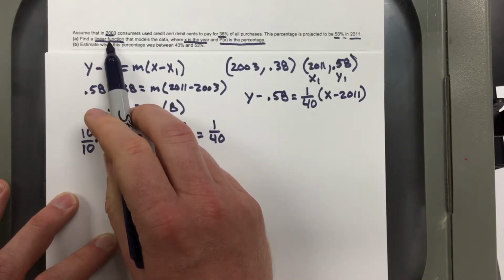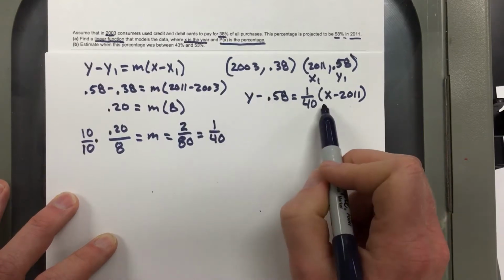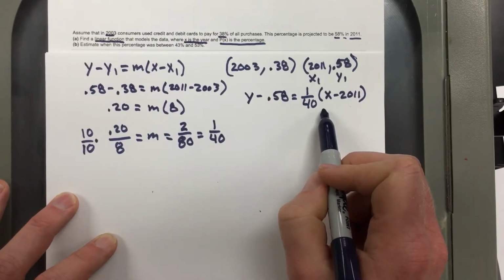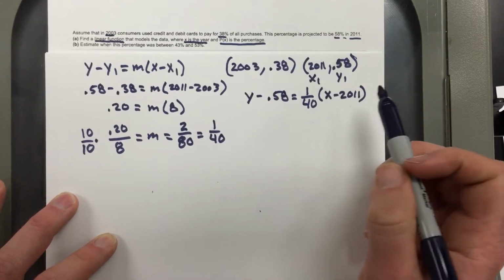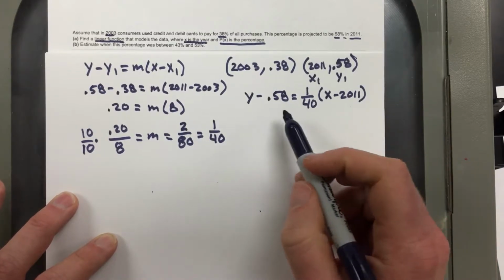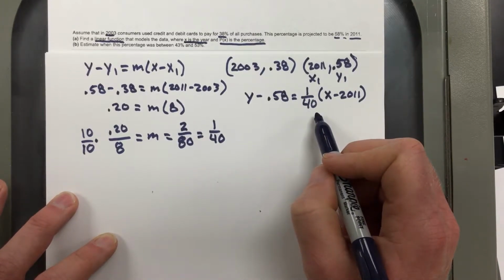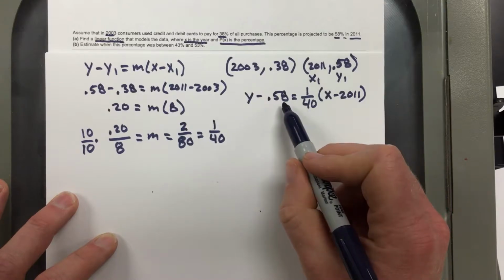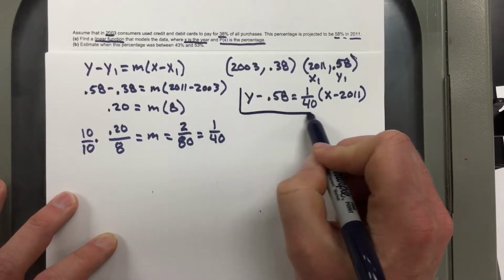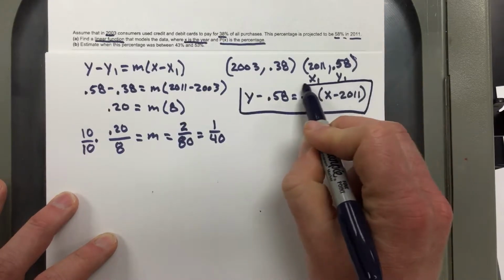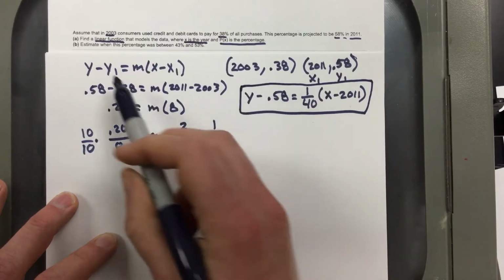They wanted us to write a linear function. We wrote the function. This is a linear function in point-slope form. Now, before I get too carried away here, let's go ahead and circle this.